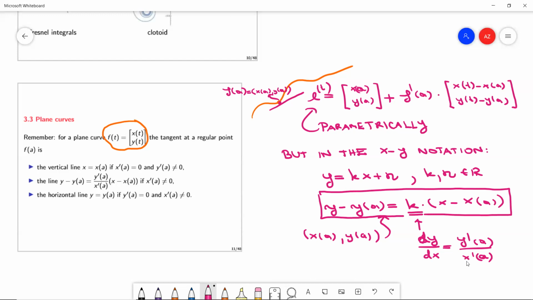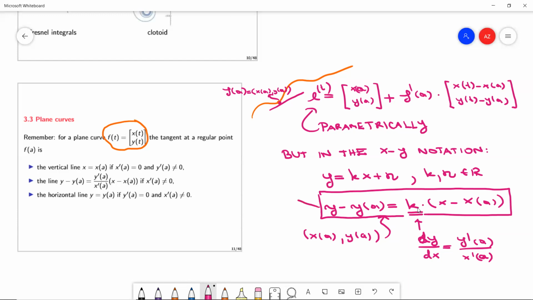In that case, the tangent is vertical. For a horizontal one, in fact, this expression would also be okay, because y prime would be 0, and we would still be able to calculate this slope. This slope would be 0, and we would get that y is equal to ya. So for the vertical, this expression would not work. Only for the horizontal would we have a problem.